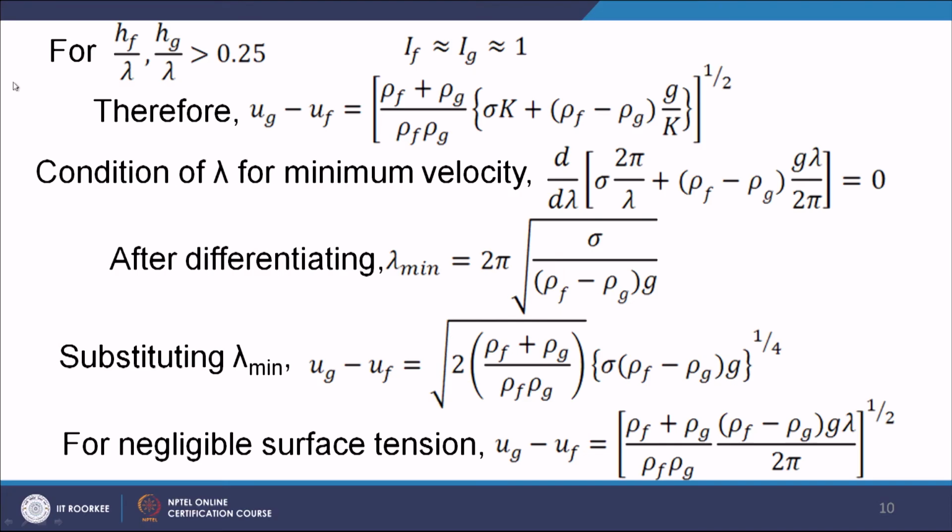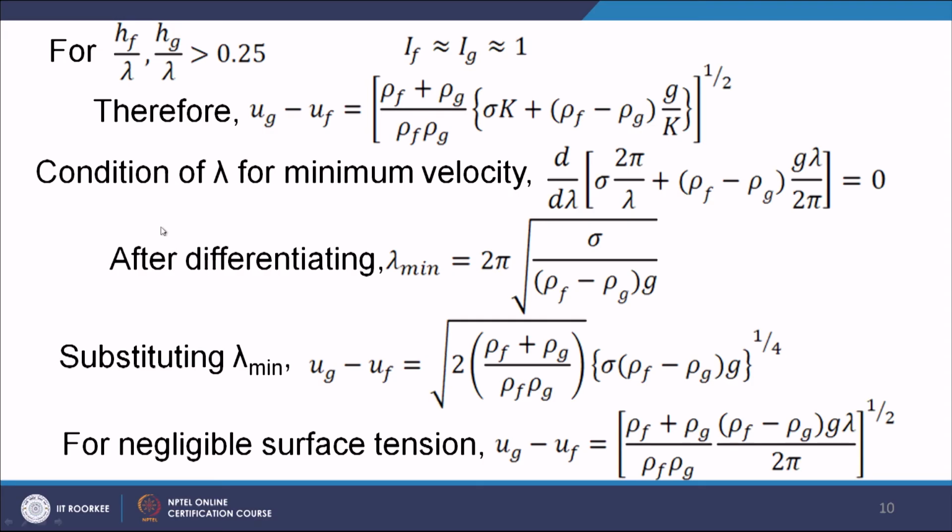I have already shown you that if and ig are coth of k hf and k hg. If hf and hg are very big values, then you will find that if and ig become nearly equal to 1. If I put these values of if and ig back into the limiting ug minus uf, then you will find that ug minus uf becomes (rho f plus rho g) divided by (rho f rho g) multiplied by (sigma into k plus (rho f minus rho g) into g by k) to the power half. It is interesting to note that in this equation we still have the wave number k.